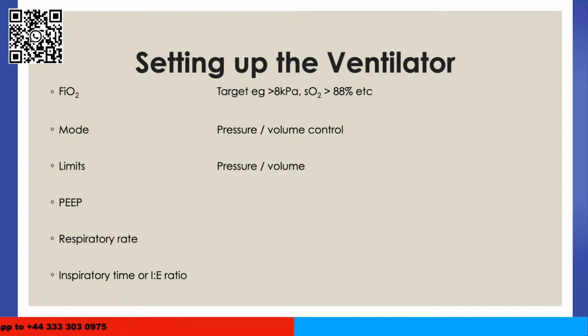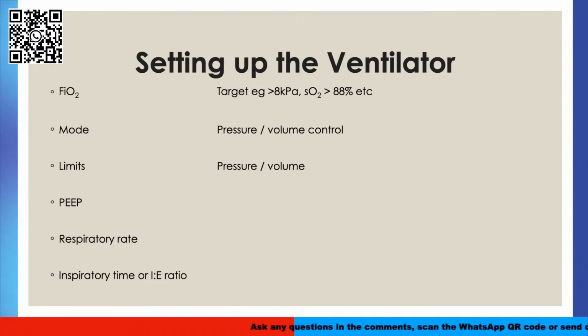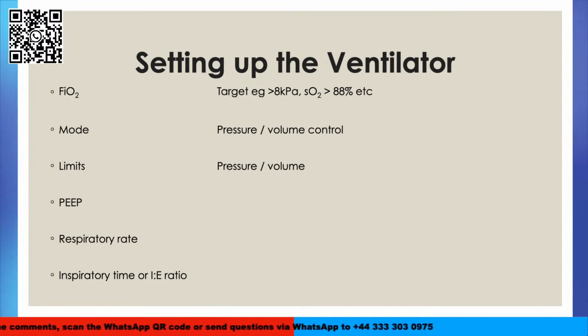You can then set your limits, so think about your pressure and your volume. So you don't want to have, for example, maybe a peak pressure of greater than 30, or you don't want to have tidal volumes, say, greater than 500 mils, or lower than, say, 250 mils. Again, I'm just giving random examples here. You want to choose this based on your particular patient and their demographics and their underlying disease process.